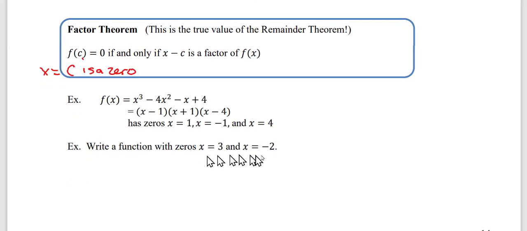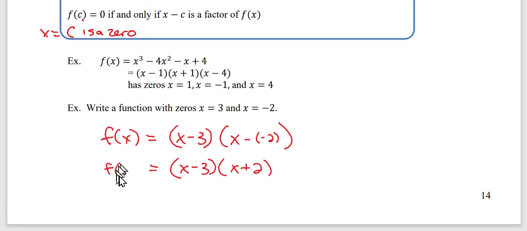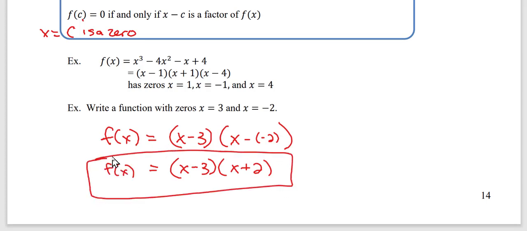One way this is helpful is if you know the zeros, we can write some function f of x. If x equals 3 is a 0, x minus 3 has to be a factor. If x equals negative 2 is a 0, x minus negative 2 has to be a factor, or we would probably just commonly write that as x plus 2.